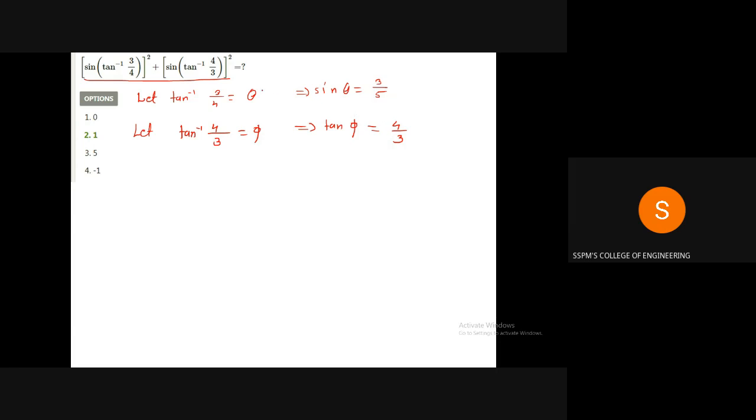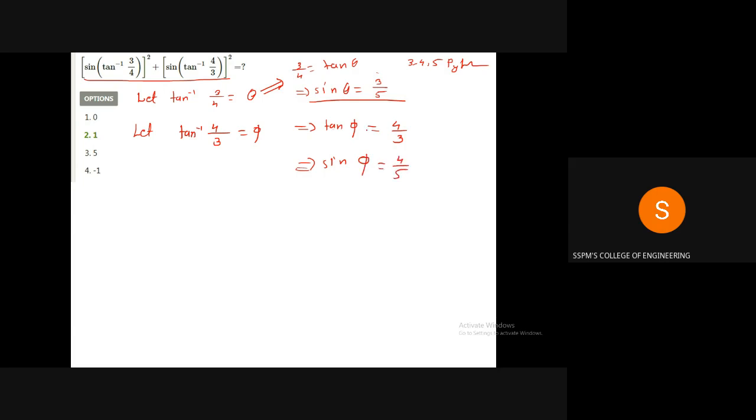See this. This implies tan inverse 3 by 4 is equal to theta, so tangent of theta is equal to 3 by 4. Then sine of theta must be 3 by 5, because 3, 4, 5 is a Pythagorean triplet. Similarly, tan phi is equal to 4 by 3, which implies sin phi is equal to 4 upon 5.